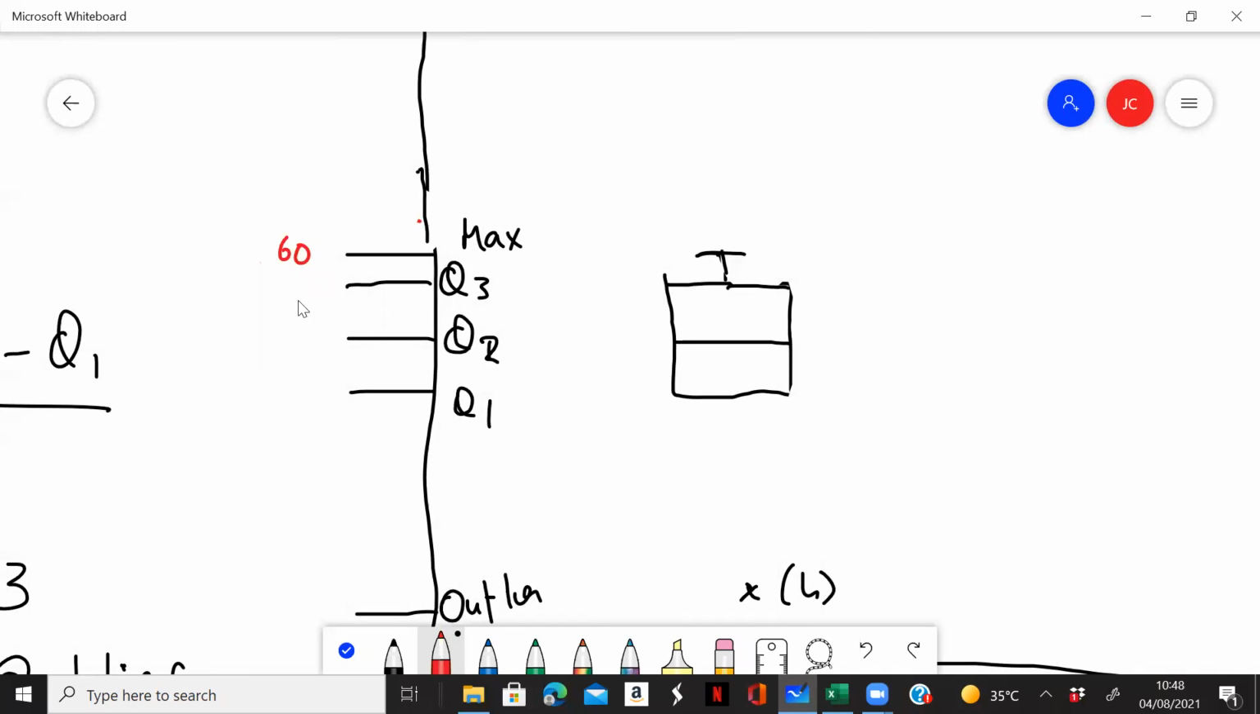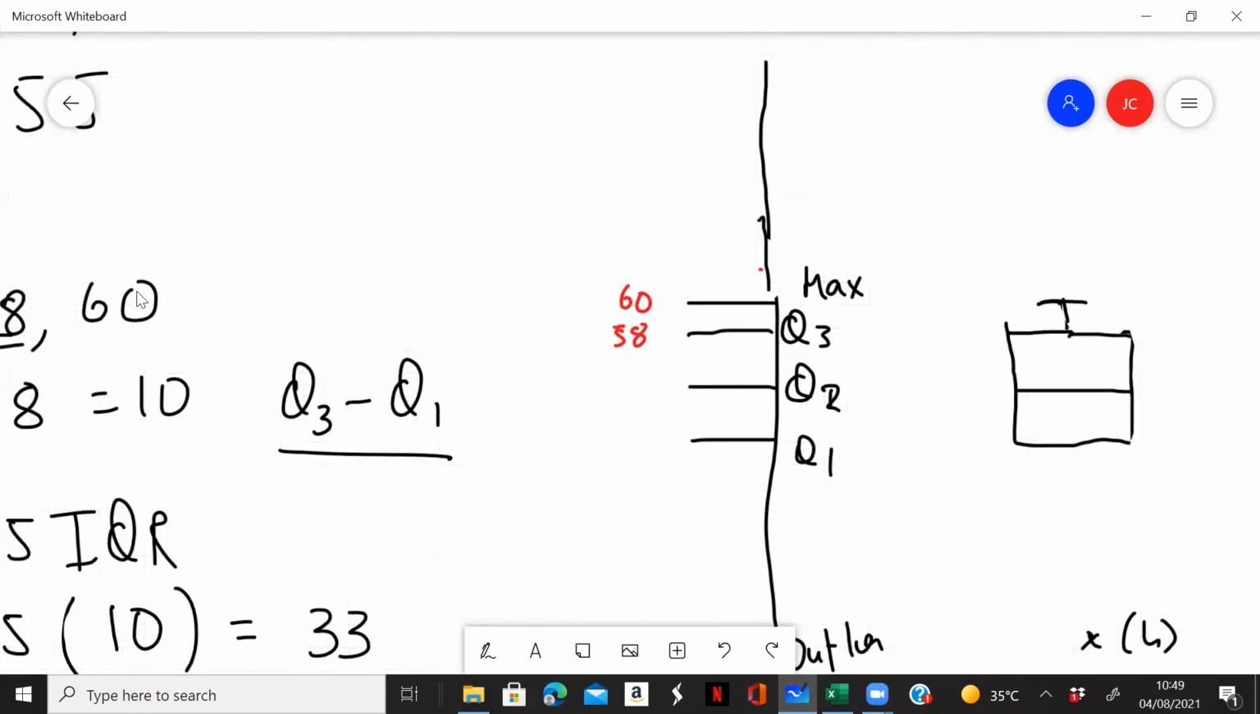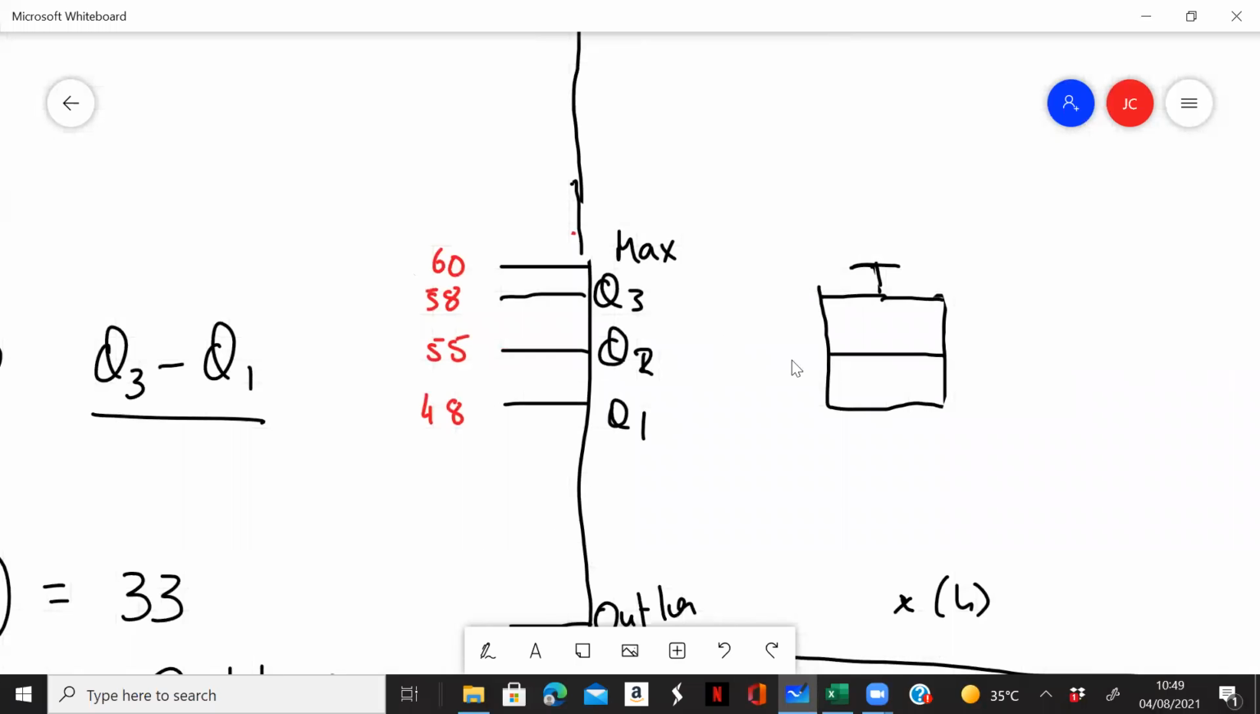Max, I repeat, was 60. Q3 was 58. Q2 was 55. And Q1 was 48. Right? And then construct a closed box with Q3. So the top part of the box is always Q3. The lower part of the box is always Q1 at 48. And this horizontal line always marks the middle. And close these three in a box.